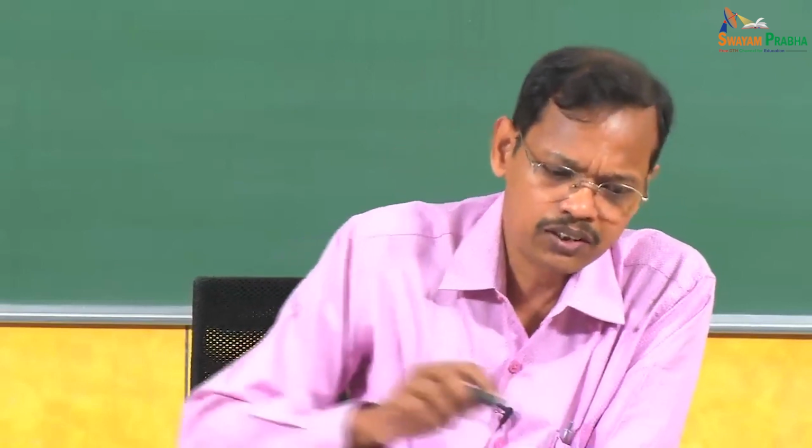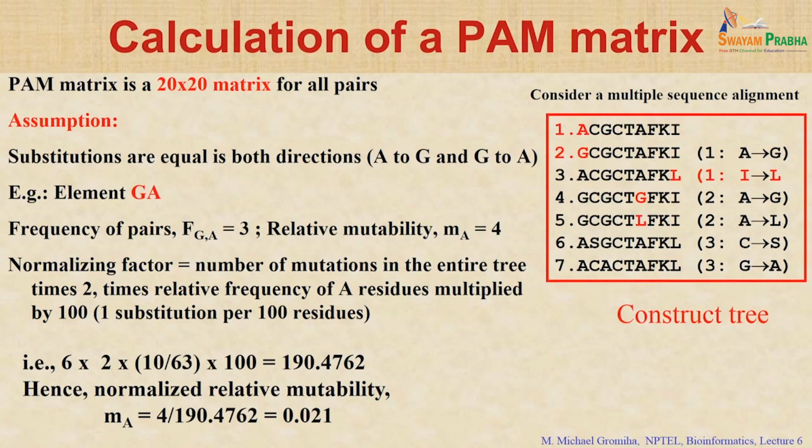Now, what does the matrix look like? It is a 20 by 20 matrix. So, are all the 400 elements different, or is anything similar? It is symmetric, because of the reason I explained earlier. So, you can get a symmetric matrix. Now we have different sequences, sequence 1, 2, 3, 4, 5, 6, 7. From one sequence to another sequence, you can see the mutation.